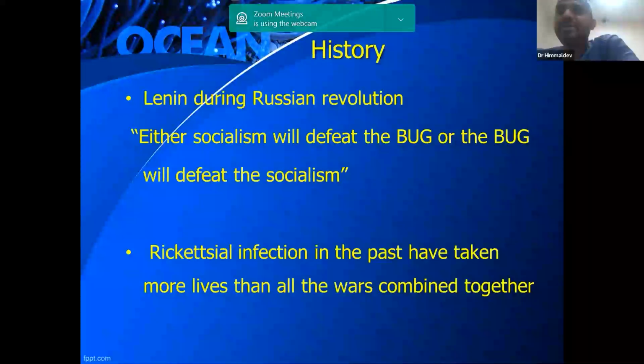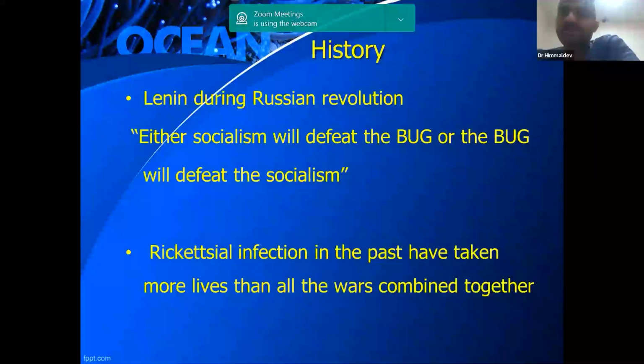And Lenin, during the Russian Revolution, said that it was so rampant: either socialism will defeat the bug or the bug will defeat socialism. And rickettsial infection is so significant, not only now but also in the past, that it has taken more lives than all the wars combined. That was the burden of rickettsial infection.